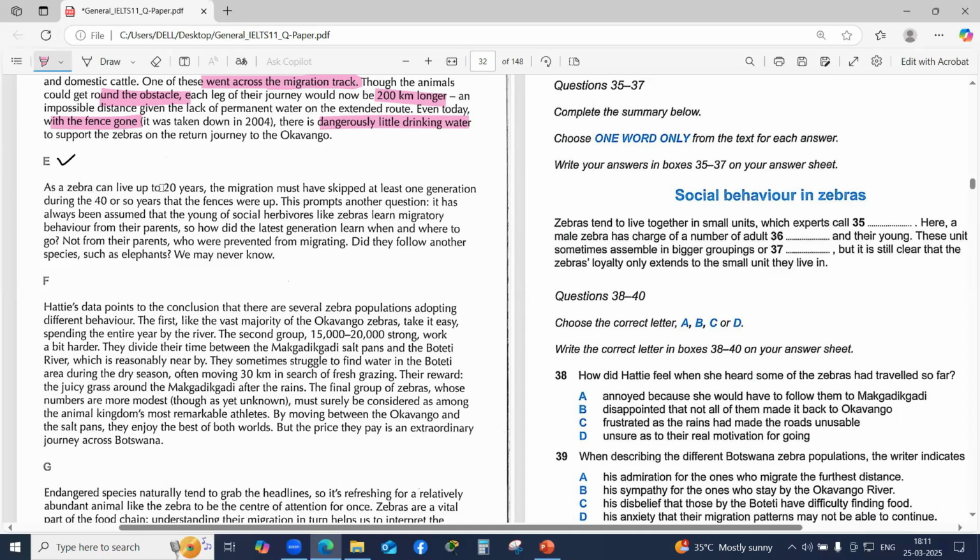As a zebra can live up to 20 years, the migration must have skipped at least one generation during the 40 years or so the fences were up. So the story is continuing from the previous paragraph. There's a connection. Because of the fences, migration skipped one generation. This prompts another question. It has always been assumed that the young of herbivores like zebras learn their migration behavior from their parents. So how does the latest generation learn when and where to go? Because of this issue, they definitely couldn't have learned from their parents. So did they follow any other animal like elephants? We may never know.